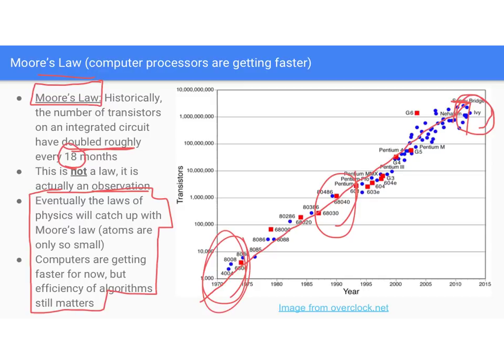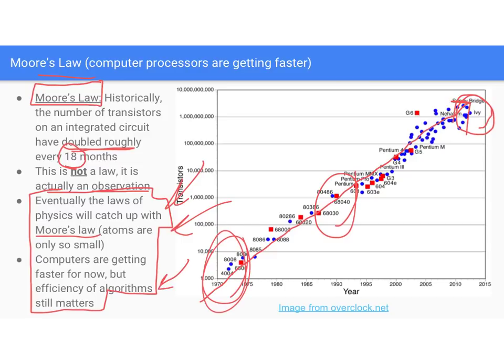You need electrons to behave in a very certain way in a circuit. And if you shrink things too small, electrons start to act a little bit more like waves than like particles, and you get weird effects happening. So anyway, eventually physics will catch up, and Moore's Law will grind to a halt. Nobody knows exactly when that's going to happen. It's still going strong at this point.